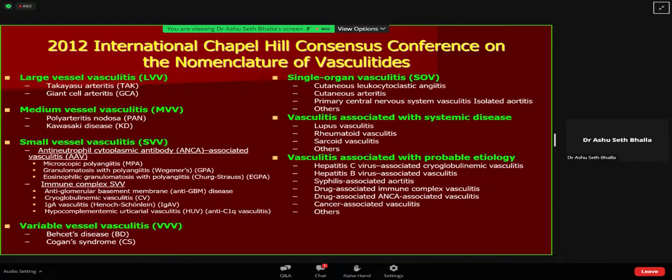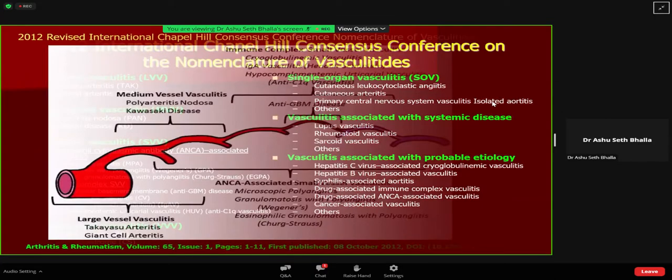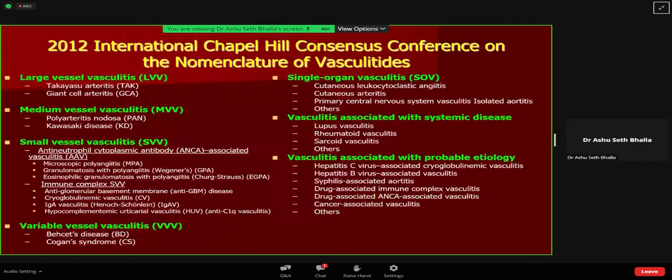The last classification that we have is the 2012 Chapel Hill Consensus Conference classification, and still the same classification system is in place, which essentially divides it into these 7 classes that you can see, based on the size of the vessel involved. And then I'll come to how it affects the organs. So we have large vessel, medium vessel, small vessel. Variable vessel means it can involve small as well as large vessels.